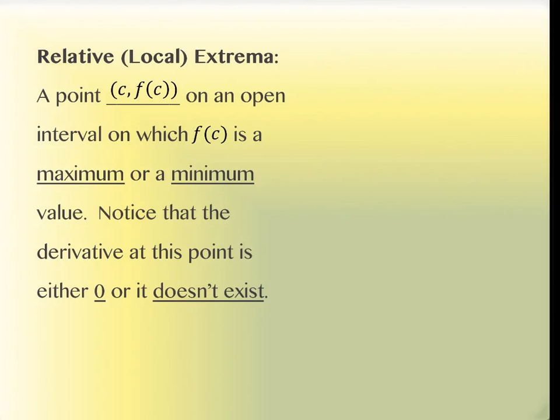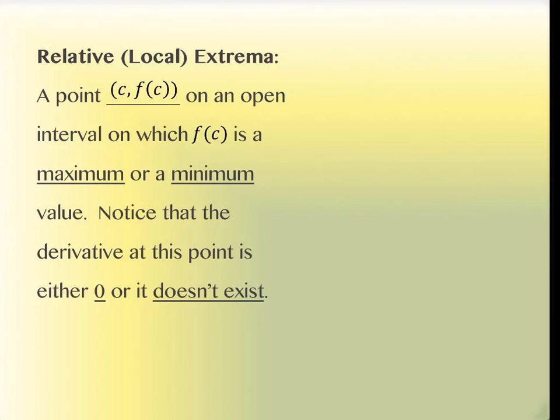Relative is the word that I'm most comfortable with using, because that's the word I've seen used the most. Local is fine as well. It just means in a small area or a local area. If we have a point C, f of C, so just a point, x y, on an open interval, on which f of C is a maximum or minimum value, that is a relative extrema. Notice that the derivative at this point is either 0 or it doesn't exist.